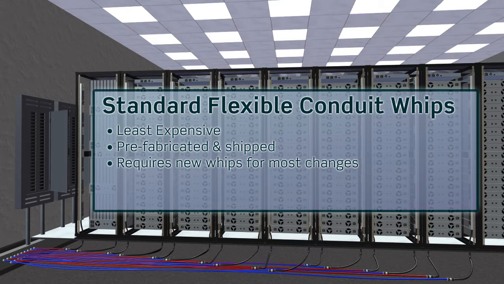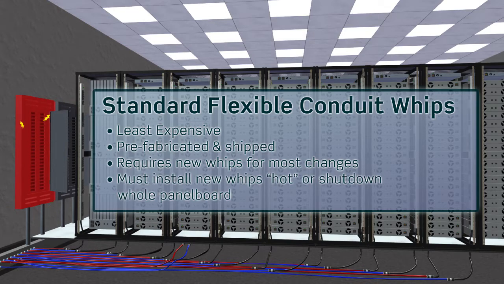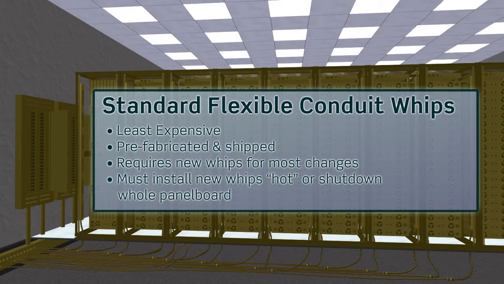This is because it is not legal under the NEC to change an active whip, so most changes to flexible whips, other than relocating them, usually require new whips to be fabricated and run, because typically you are meeting a new power requirement at the rack, but still need to feed power to the equipment that is already running. This means that the new whips must be installed into the panel board hot, or the whole panel board and all the racks it powers must be powered down. This is a very large disruption to production.